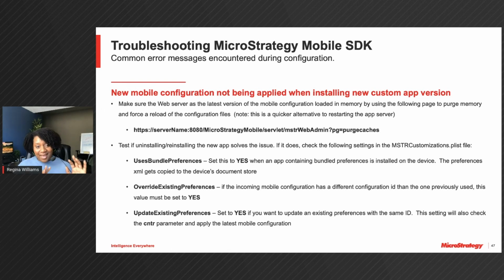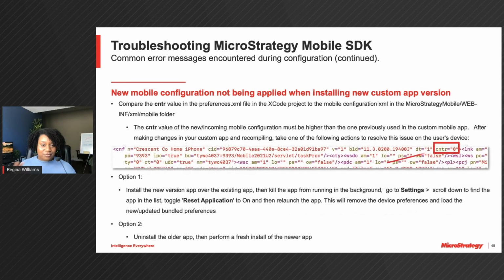Now, because the users already had the app installed, if we can go to the next slide, we want to be able to remedy the situation for those particular users. So option one is to have the user install that app over the existing app and then go into settings, look for the app in the list on the left, and then choose the option to reset the application. And what will happen is that once they relaunch the app again, it would have to have been killed from the background. Relaunch it again, it should remove the device caches and reload and upload the new bundle preferences for that user. Option two is, again, to uninstall the older app and to install the fresh new app.